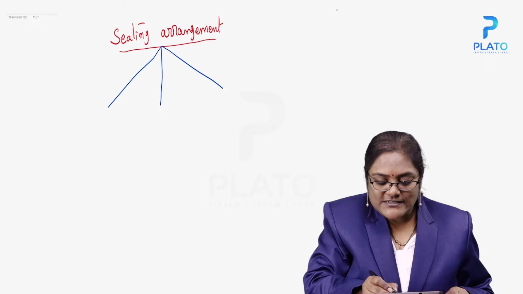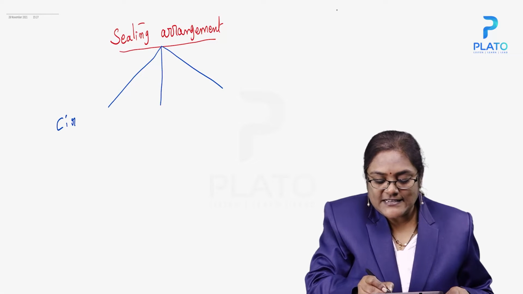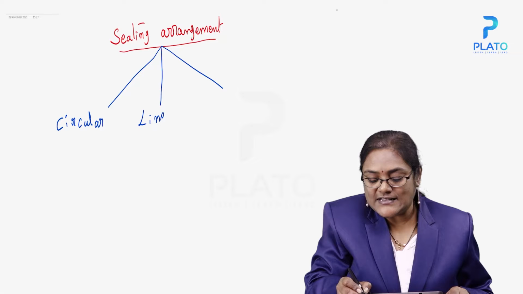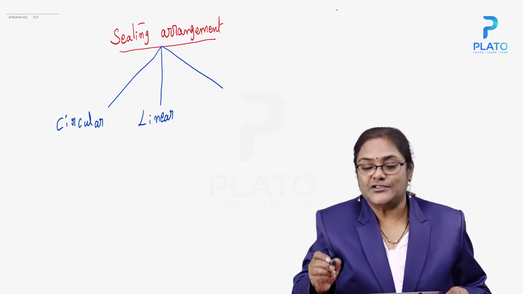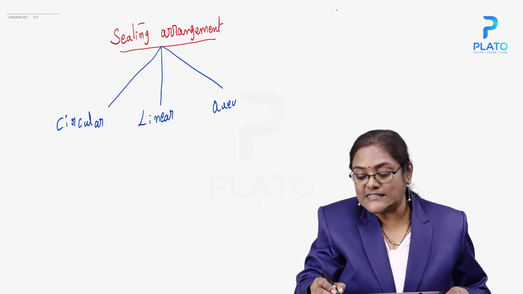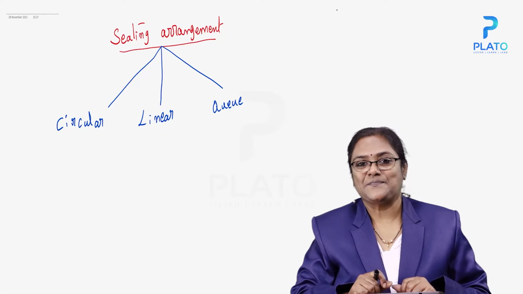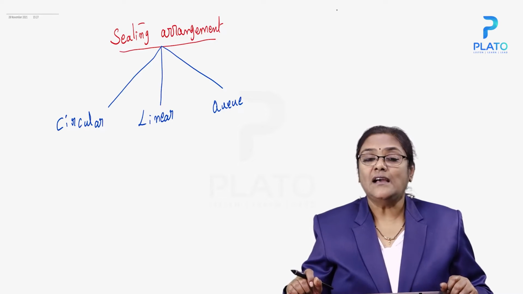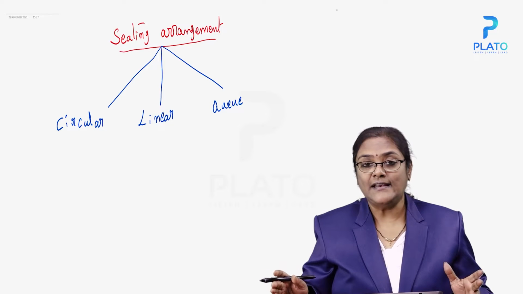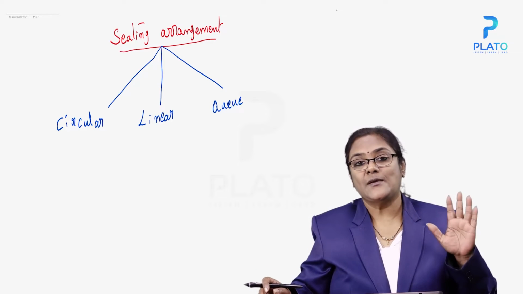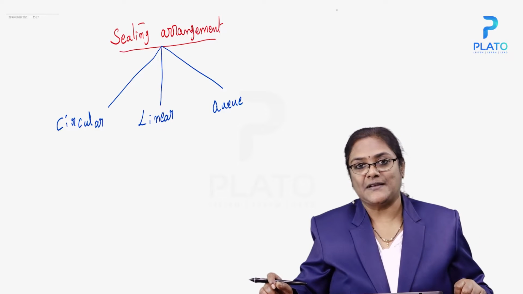So, the first model is circular seating arrangement. The second one is linear, or you can say row arrangement. And another is queue, or you can say vertical arrangement. So, these are the three different types of arrangements. In our examination, the examiner can give from any one of these three, and we can expect minimum 5 questions from this topic.